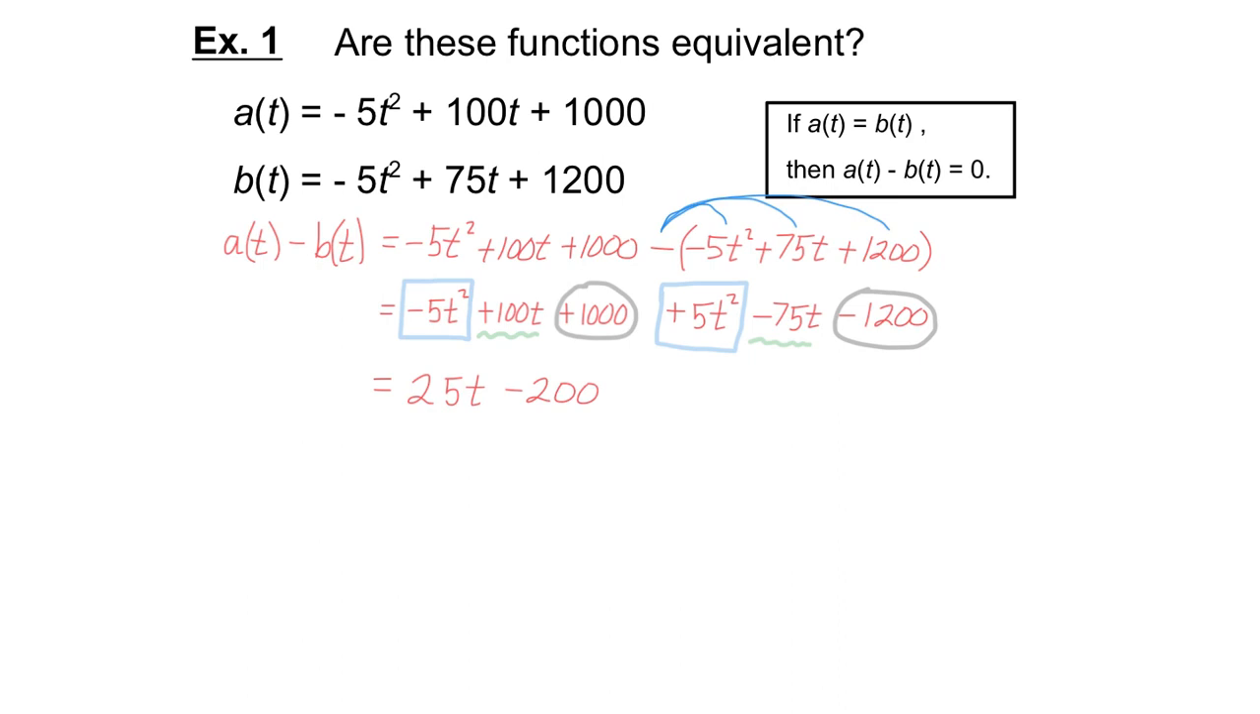So then I have to ask myself, are these functions equivalent? Well, if they are, remember, when I subtract one from the other, I should get an answer of 0. I did subtract one from the other, and this is what I got. Is that 0? No. So this means that a of t does not equal b of t. The functions are not equivalent.